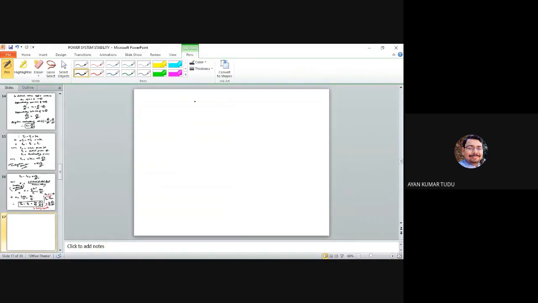When asked, swing curve does not mean the P-delta curve; swing curve means only the delta versus t curve. So the delta versus t curve is known as our swing curve, which shows how much the value of delta is varying. It may be something like this, where this is delta 0, and let it be delta 1. It settles to a new value, which is a transient stable condition.